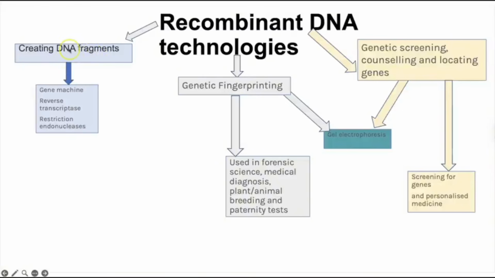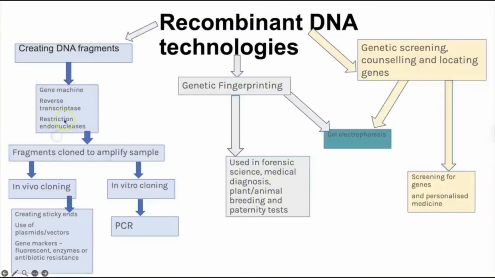Then we have over here how we actually make recombinant DNA. The first step is, if we want to put the DNA from one organism into another, we need to get that piece of DNA to start with. That's what creating DNA fragments means, getting the gene of interest that you want to insert into a different species' DNA. So here are the processes of how you can do that.